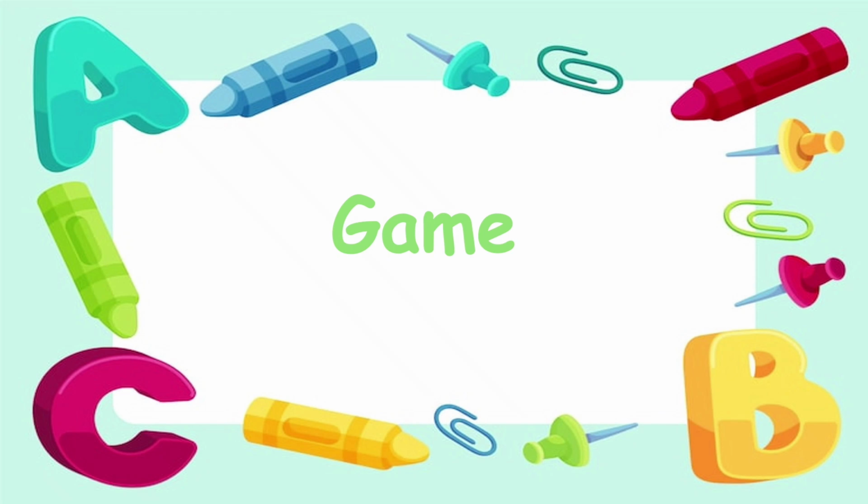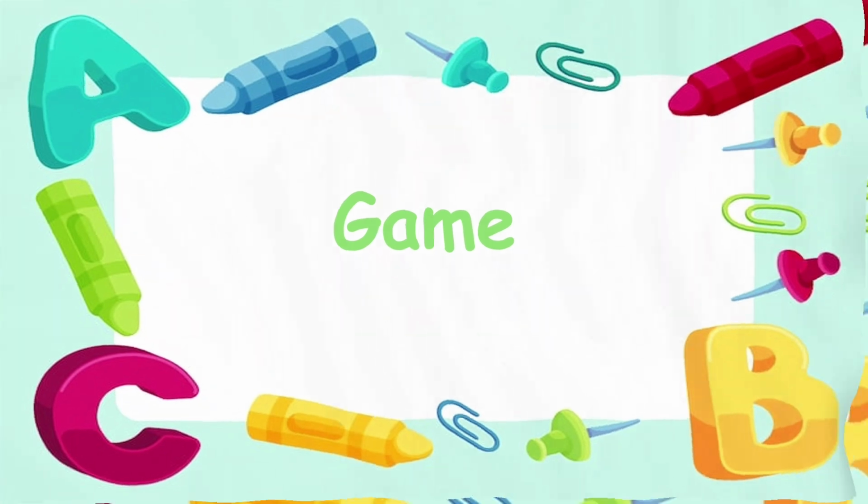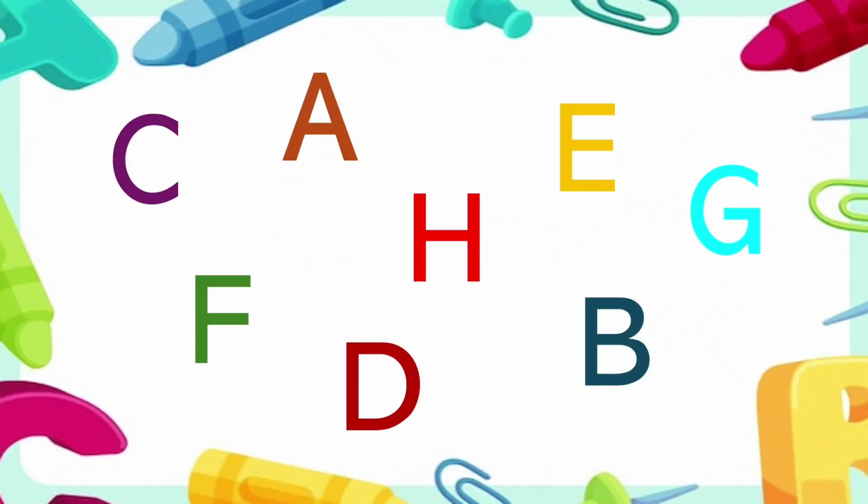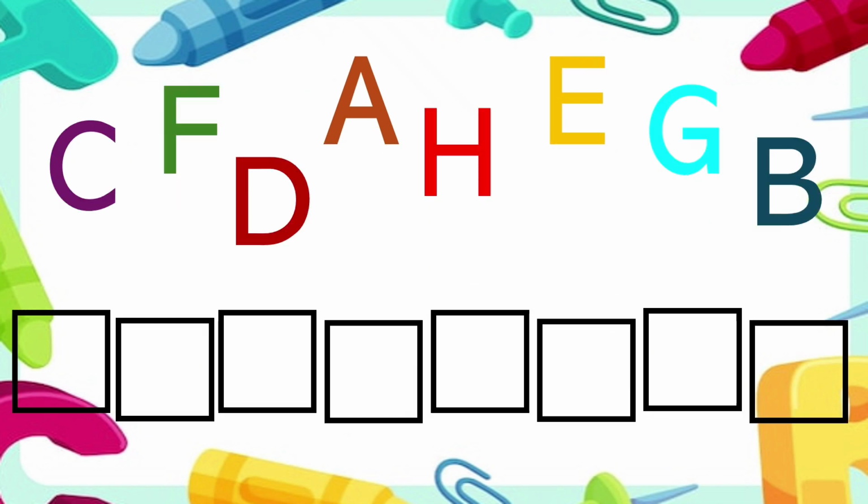Now let's play a game. These are 8 jumbled letters. Can you arrange them? Okay, let's start. Can you guess the first letter? Yes, it's A.